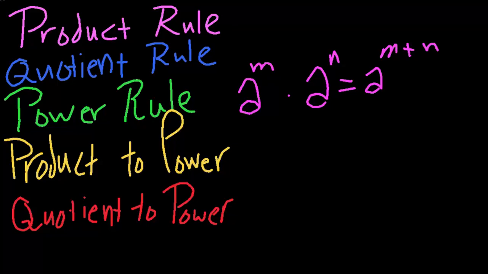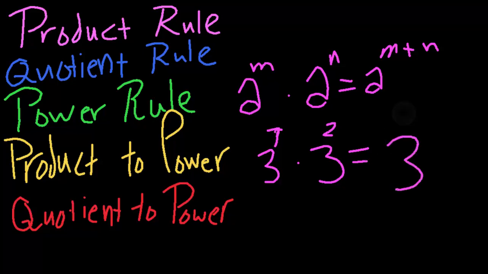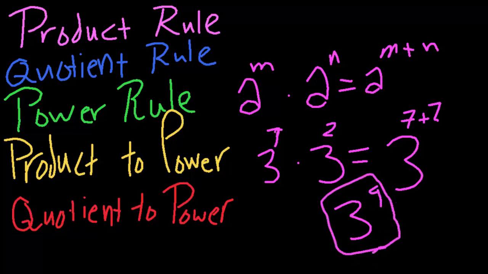So let's use some real numbers just as an example. So for a, I'll have 3. m is going to equal 7, times 3, and we'll have n equal 2. So if you came across a problem like this, what you're going to do is just keep that 3, 7 plus 2, which is going to equal 3 to the power of 9, which is 3 times itself 9 times, a pretty big number. I'm just going to leave it like that.